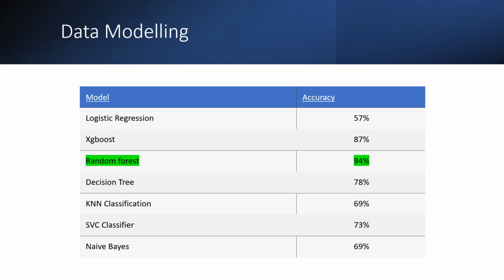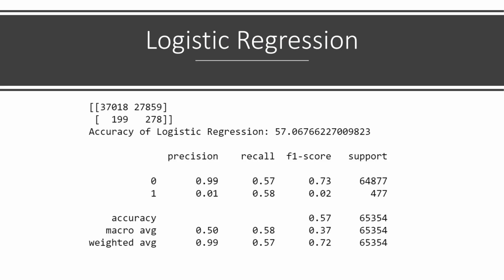And coming to the data modeling, I have used different regression and classification models, mostly logistic regression, XGBoost, random forest, decision tree, KNN classification, SVC classifier, and also Naive Bayes. Here I got random forest as the highest accuracy, but when I first modeled it, I got a lower accuracy. After hyperparameter tuning, I got random forest as the highest, at 94%.